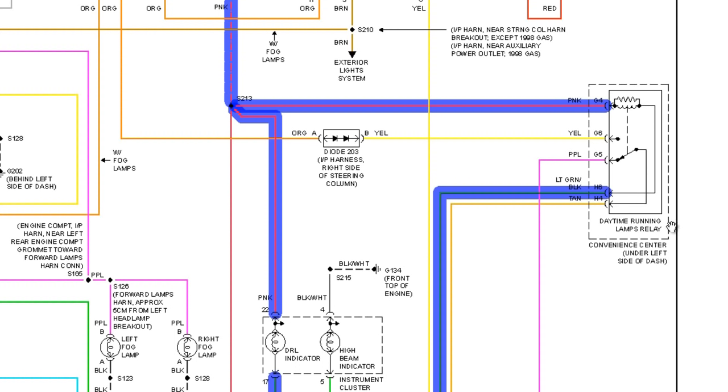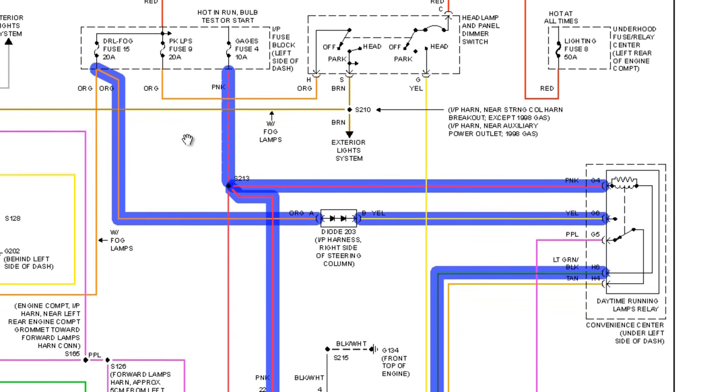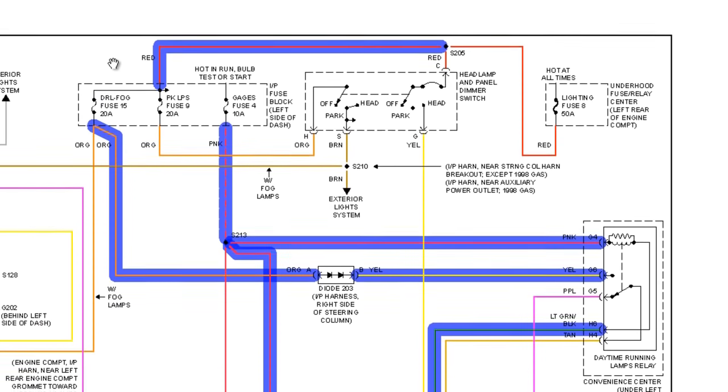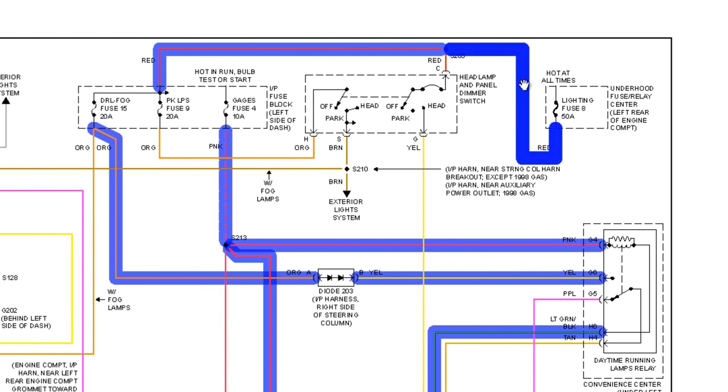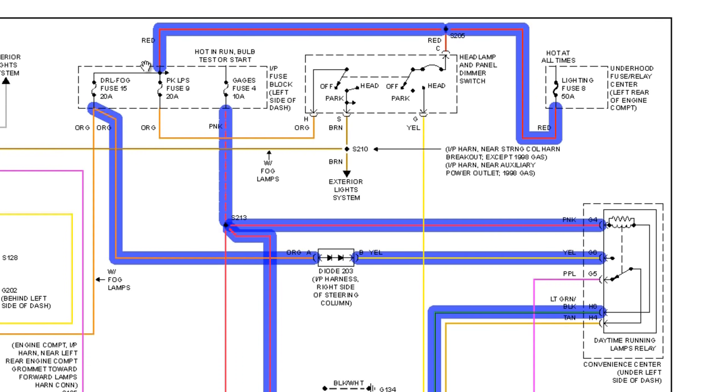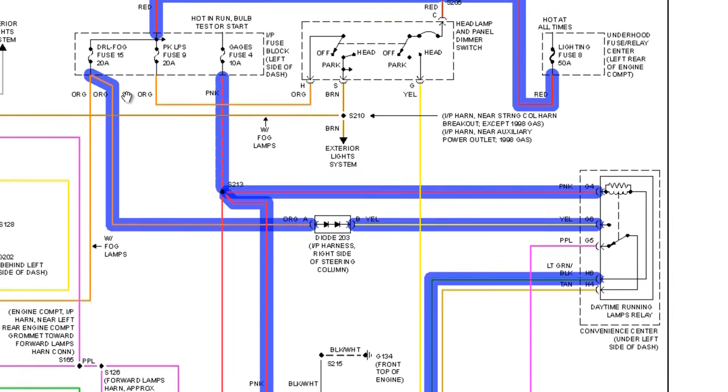So when your daytime running light control modular supplies the ground, this contact will close, which is powered by fuse 15. That fuse is hot at all times. That's being supplied by your light in fuse 8, that's under the hood. As you can see, follow it over. So fuse 15 will be hot at all times.